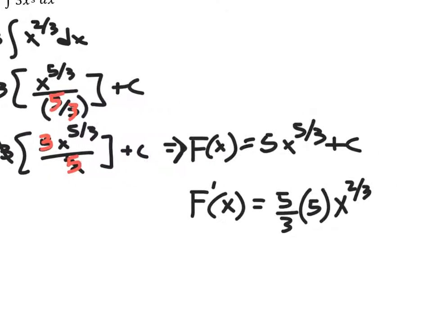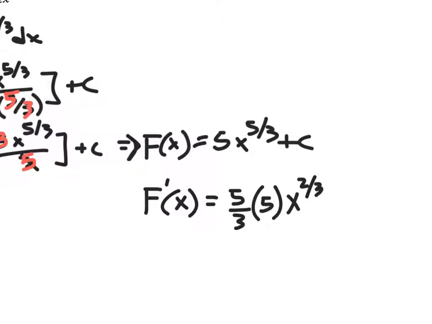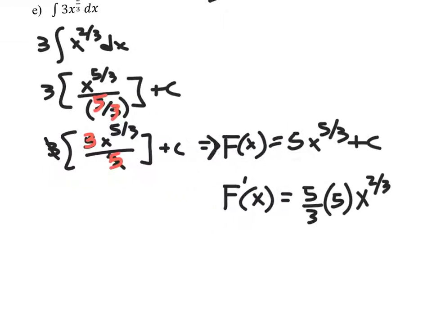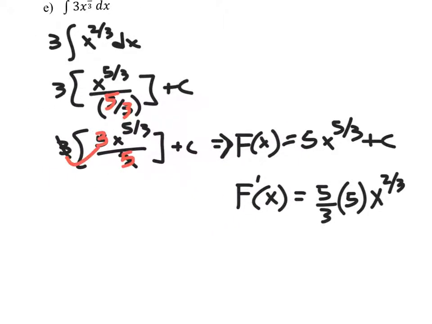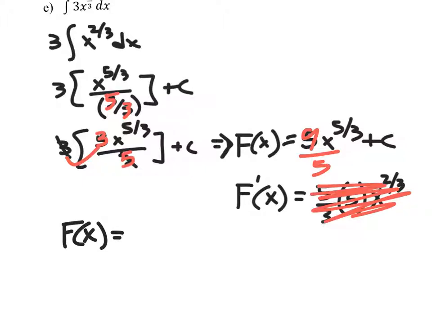Yep, which would have made this 9. Let's see now. That would have made this 3 times 3, which is 9/5, which would have made this 9. Oops, I'm sorry. Which would have required us to then, well, looks like I just got to scratch that out, huh? Okay, scratch that. So I believe this is the correct answer. Big F should be 9x to the 5/3 over 5 plus c.